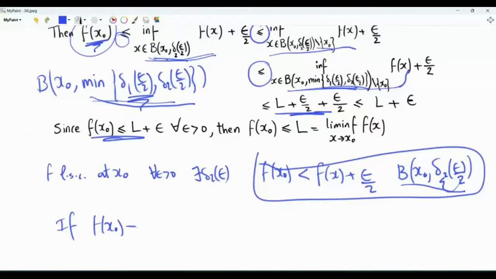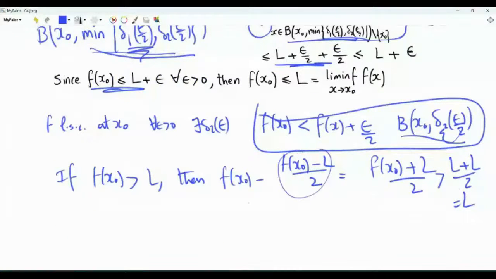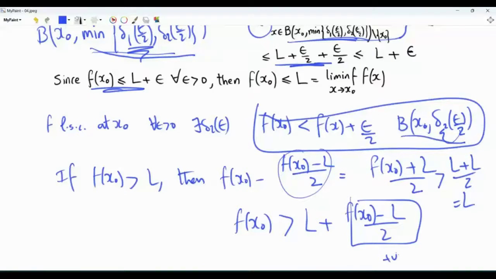Suppose f of x0 is greater than L. Then f of x0 minus (f of x0 minus L)/2 is equal to f of x0 plus L over 2. Since f of x0 is strictly greater than L, this is strictly greater than L plus L over 2, which is equal to L. Now move this quantity to the other side. Then we have f of x0 is strictly greater than L plus (f of x0 minus L)/2. And this is assumed to be a positive quantity.